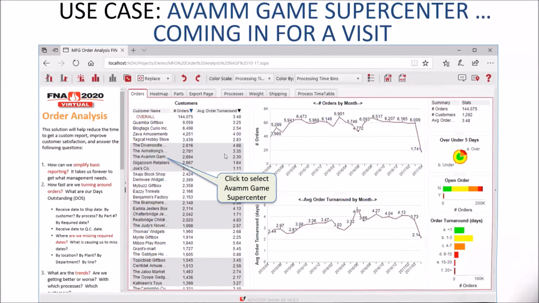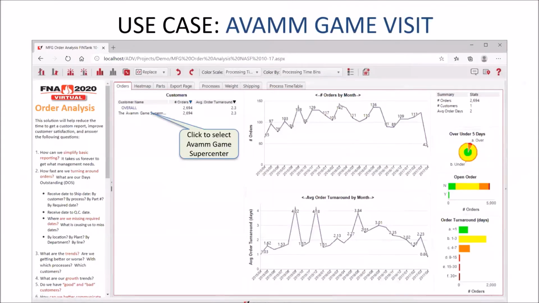So I click them, and it drills down. Now I'm just looking at them. Orders by month have grown. It's been flat the last 6 months, but it's generally on an upward trend. Order turnaround: here's what we had discussions with them about a year ago. They were getting some months where it was 4 days, and generally the trend was going up. So it had this upward trend with some spikes.